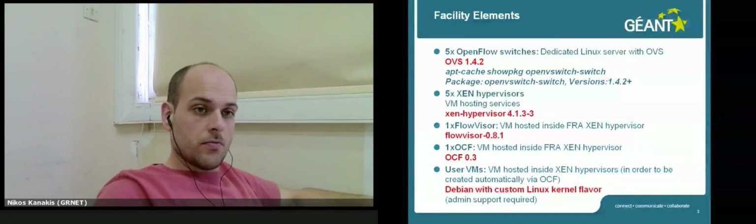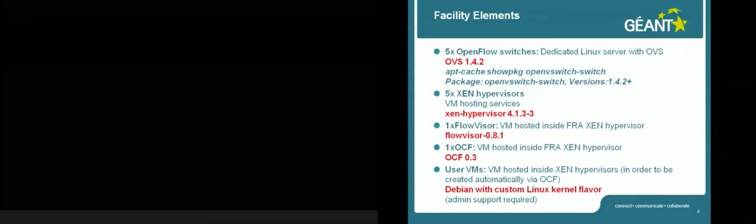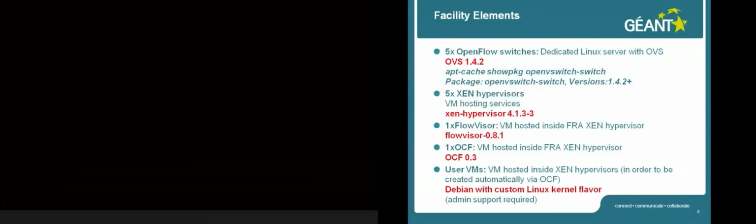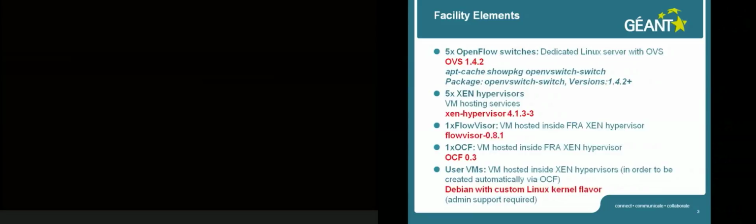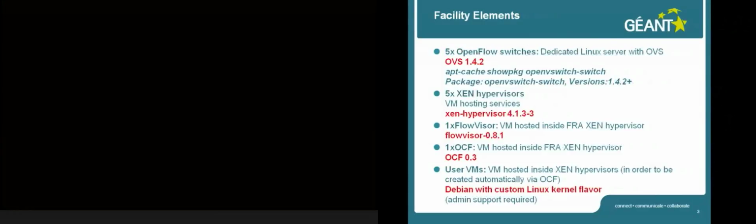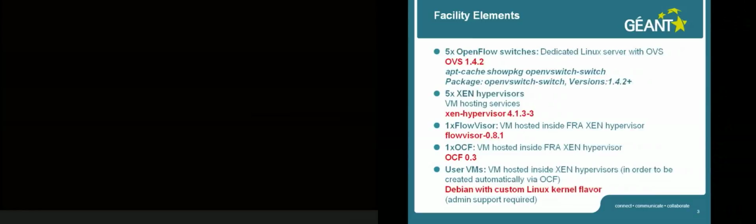We have 5 Xen hypervisors installed on Xen servers. We are using the 4.1 Xen hypervisor. We have FlowVisor 0.8.1 in a VM hosted inside the Frankfurt Xen. We are using OCF version 0.3. As Leonardo said, right now 0.5 is the stable one, but we started a couple of months ago, so there was no 0.5 then. And the user VMs can only use the Debian image.